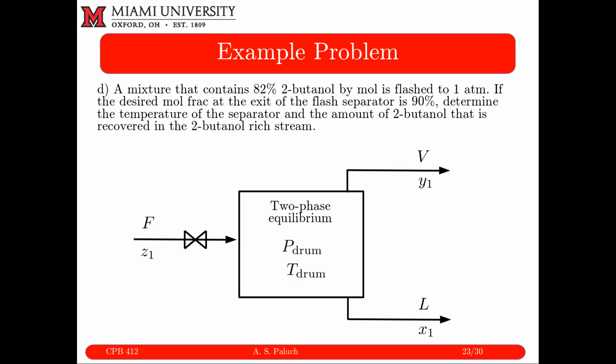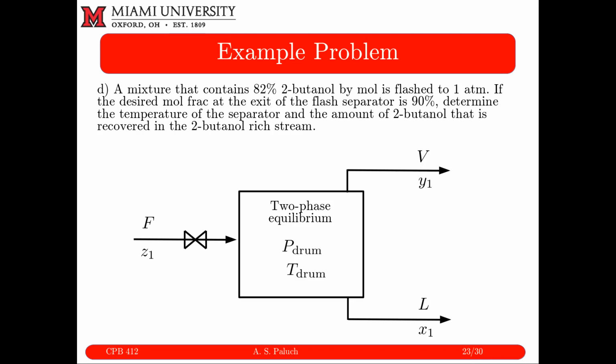Here, we're going to have a mixture that's 82% 2-butanol. This could be flashed at 1 atm, and the desired mole fraction of the flash separator is 98%. Determine the temperature of the separator and the amount. So if I want to know the amount of the two liquids, I can do the same flash drum analysis below that horizontal region of my bubble line.